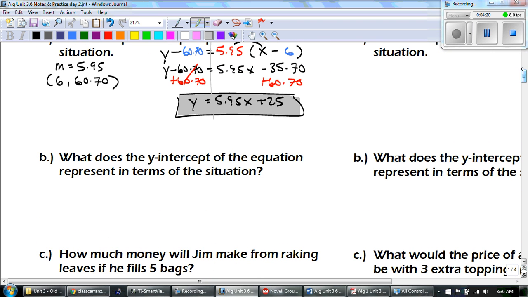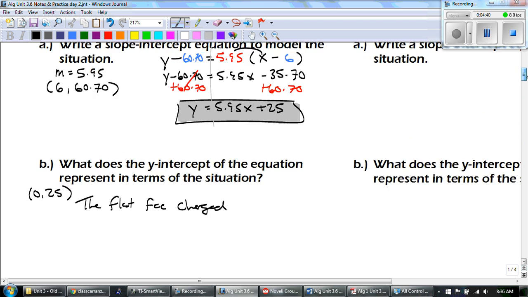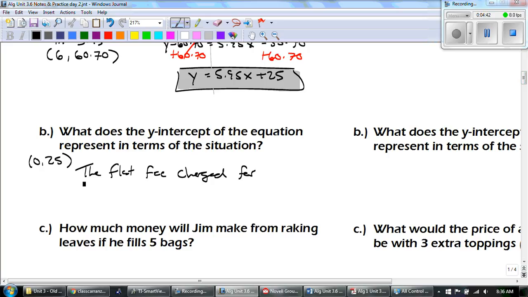Now, what does the y-intercept of the equation represent in terms of the situation? Well, the y-intercept, that's the point (0, 25), and that represents the flat fee charged for lawn care service. Okay, so that was the flat fee charged for lawn care service, which was $25.